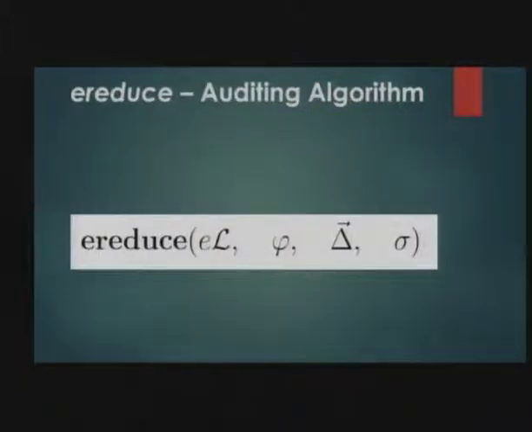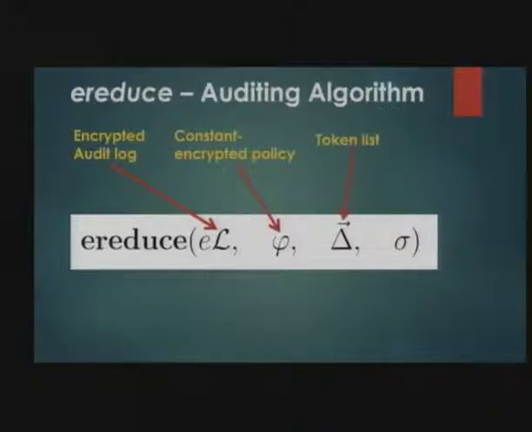Our auditing algorithm's main function is called ereduce. It takes 4 arguments. The first is the encrypted audit log, because that's what you're checking for compliance, and the constant encrypted policy, so the tokens, because those are the ones you need for taking the join, and a substitution. Substitutions you can think of as maps, a map of variables to their values. This will become more clear in a couple of slides. And it returns either true or false. It returns true if the log satisfies the policy, or false when the log does not satisfy the policy. That's basically what it does.